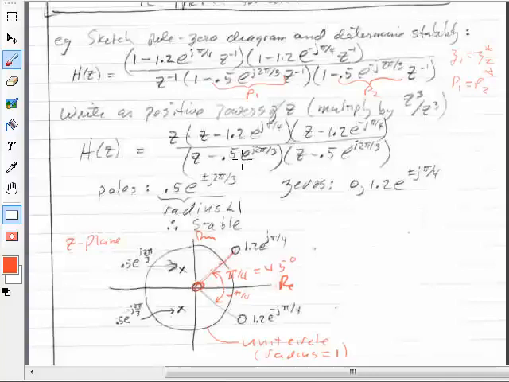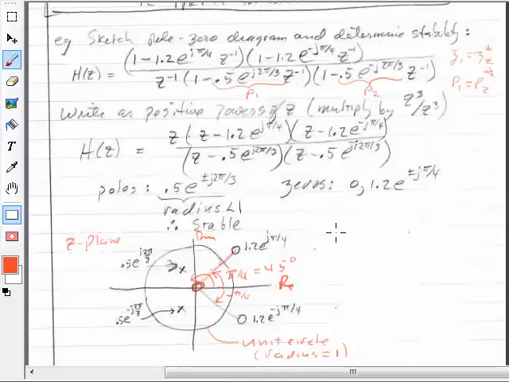The poles are at 0.5 e to the j 2 pi over 3 and 0.5 e to the minus j 2 pi over 3. Let's show it there. 2 pi over 3 is an angle that goes over into this quadrant. I won't draw it because my diagram's getting kind of messy, but the angle is 2 pi over 3 and the radius is 0.5, so it's half the way out to the unit circle. So we get these two poles corresponding to P1 and P2, which are shown here.